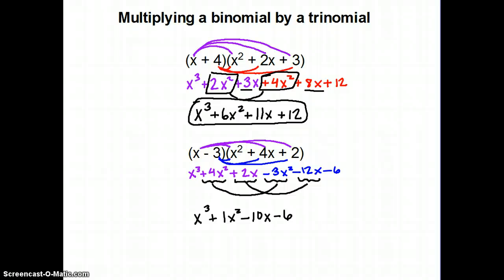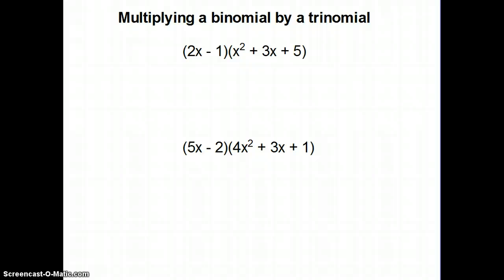You first should have distributed your x from the left to get x to the third plus 4x squared plus 2x. Then distributing the negative 3, you should have negative 3x squared minus 12x minus 6. Combining your like terms from there, you should have obtained x to the third plus 1x squared minus 10x minus 6. Again, go ahead and try these next two on your own, and I'll show your answers in just a moment.